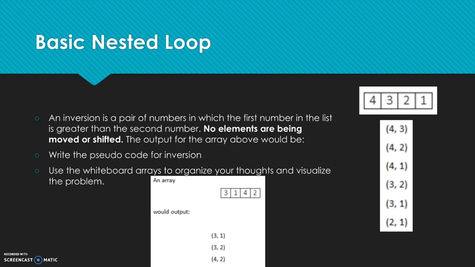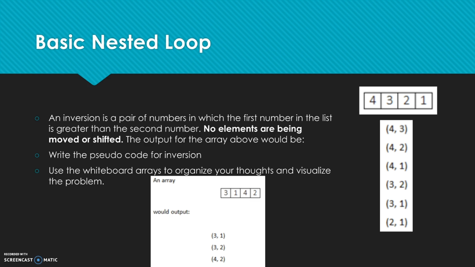We're going to take an example called an inversion, which is a mathematical principle. This definition says an inversion is a pair of numbers in which the first number in the list is greater than the second number. No elements are being moved or shifted, so you're not shifting anything around. You're just looking at the sequence of elements, and you're looking for where they're out of order, right?